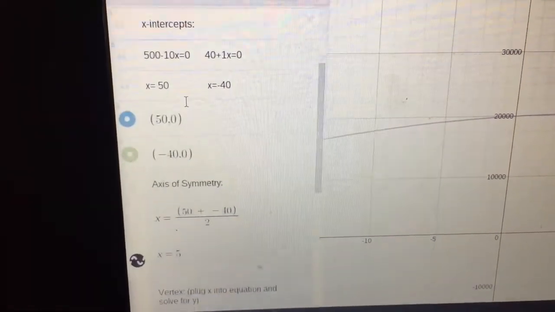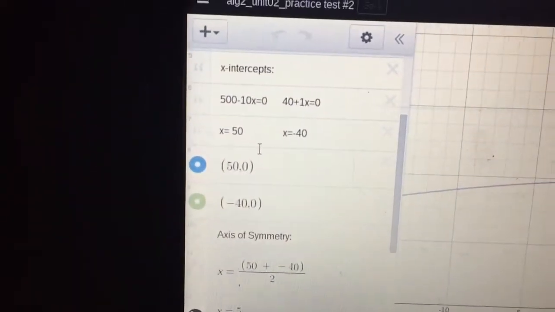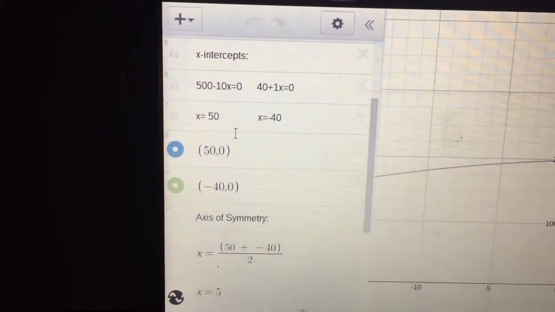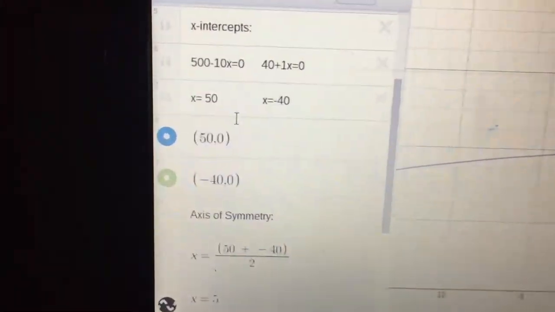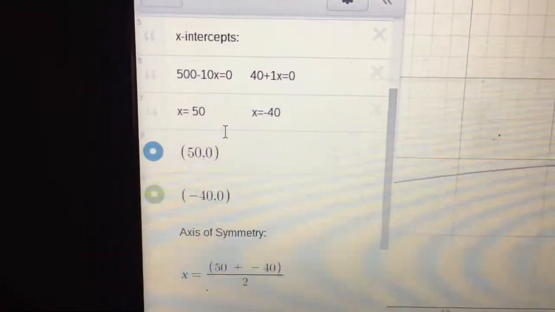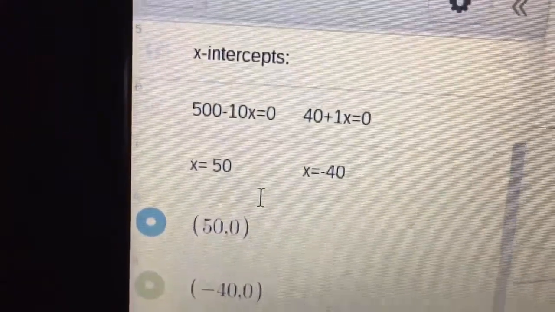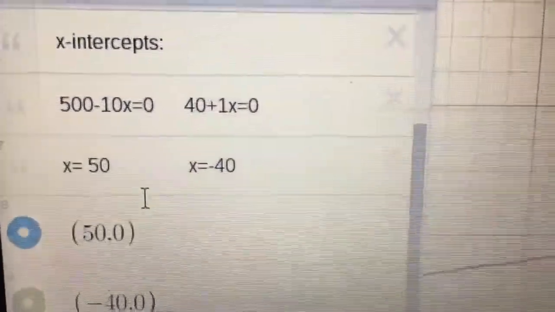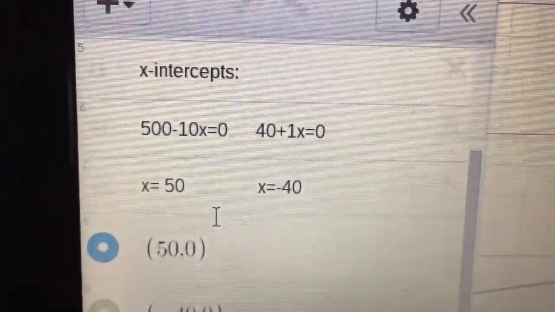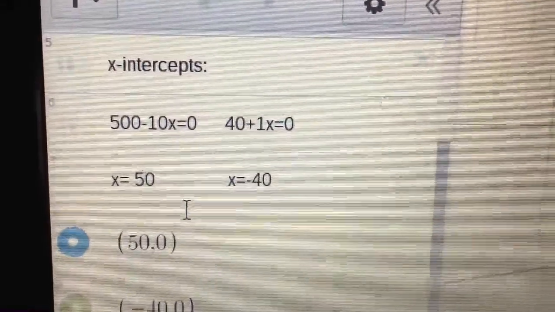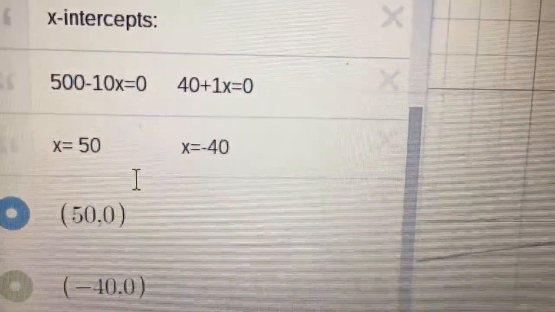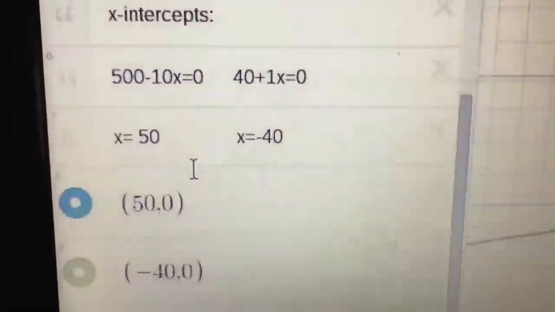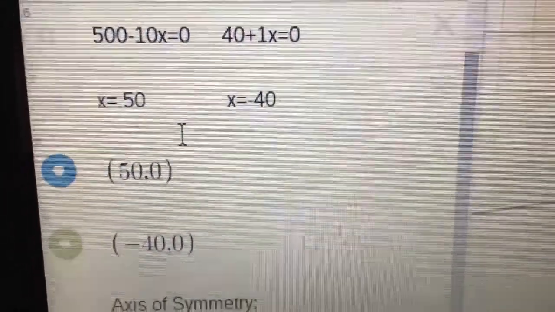To find the x-intercepts, this is what you're going to do. It would be 500 minus 10x equals 0, and then 40 plus 1x equals 0. You would subtract 500 from each side, and then divide by negative 10, so you would get x equals 50. Then you do the same thing to the other side: subtract 40 from each side, so x would equal negative 40.